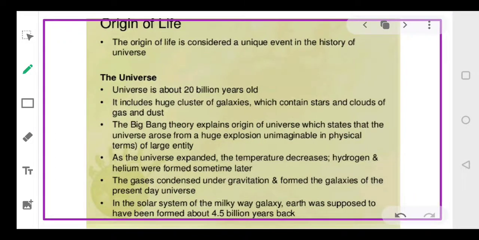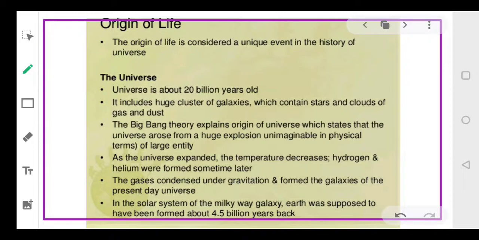Now, how do we say that life has originated on Earth? There are a number of theories that are famous regarding the origin of life, how life originated on the Earth. We have no concrete facts, but yes, experimentally we can support a few theories and it has been done so. So let's come to talk about the origin of life.